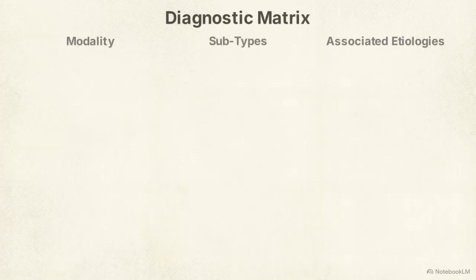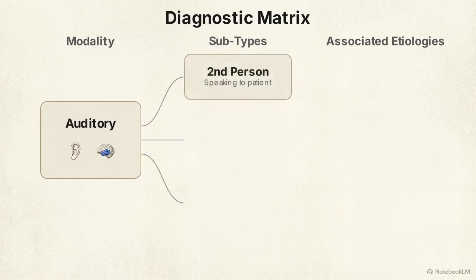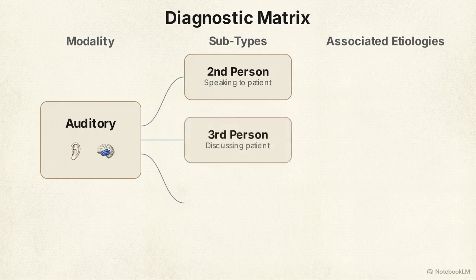This diagnostic matrix maps how this specific sensory channel, or modality, acts as a direct biomarker for the underlying etiology. We begin with auditory, the most statistically prevalent presentation. Within the auditory modality, clinicians look for specific structural subtypes. Second-person hallucinations involve voices speaking directly to the patient, such as "you are worthless." Third-person hallucinations feature 2 or more voices discussing the patient in the third person, treating them as an external subject. The most critical subtype is the command hallucination, where voices issue explicit orders to the patient.